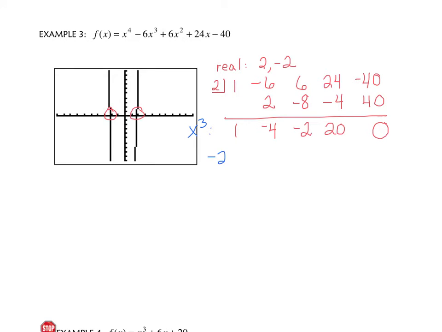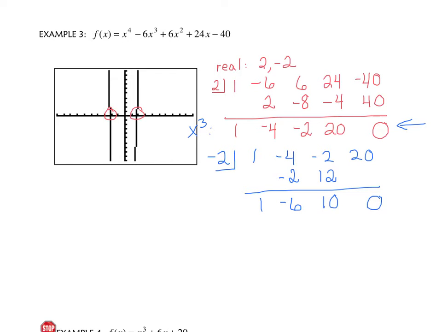So I would take -2, and then I use these numbers from this row and put those across the top. So 1, -4, -2, 20. I have to end up with a 0 here at the end. Bringing down the numbers, I get 1. Multiplying, I get -2. -4 plus -2 is -6. Negative 2 times negative 6 is positive 12. Negative 2 plus positive 12 is positive 10. Multiplying 10 times negative 2, you get negative 20. And that does give me 0, which is an excellent sign.